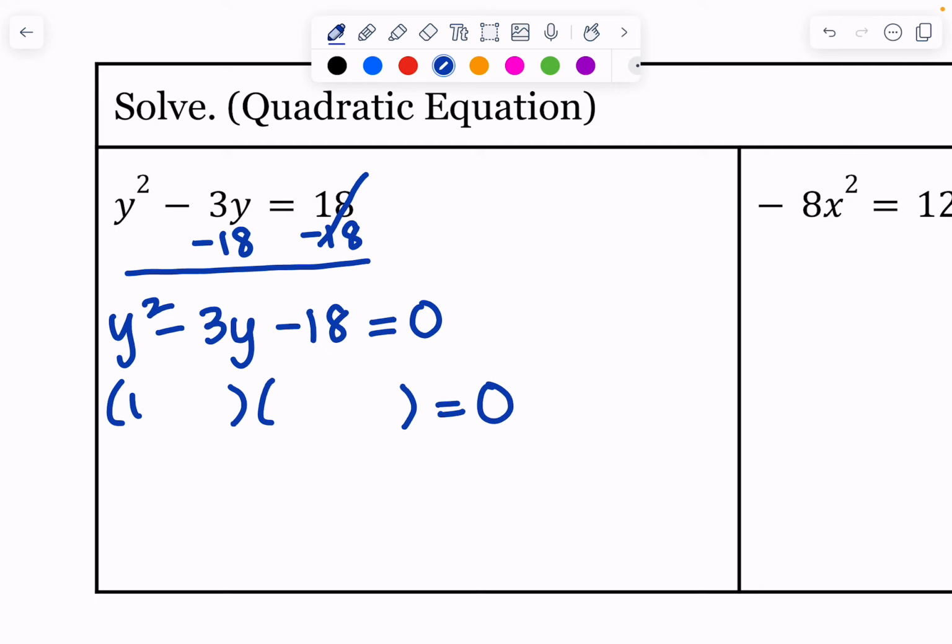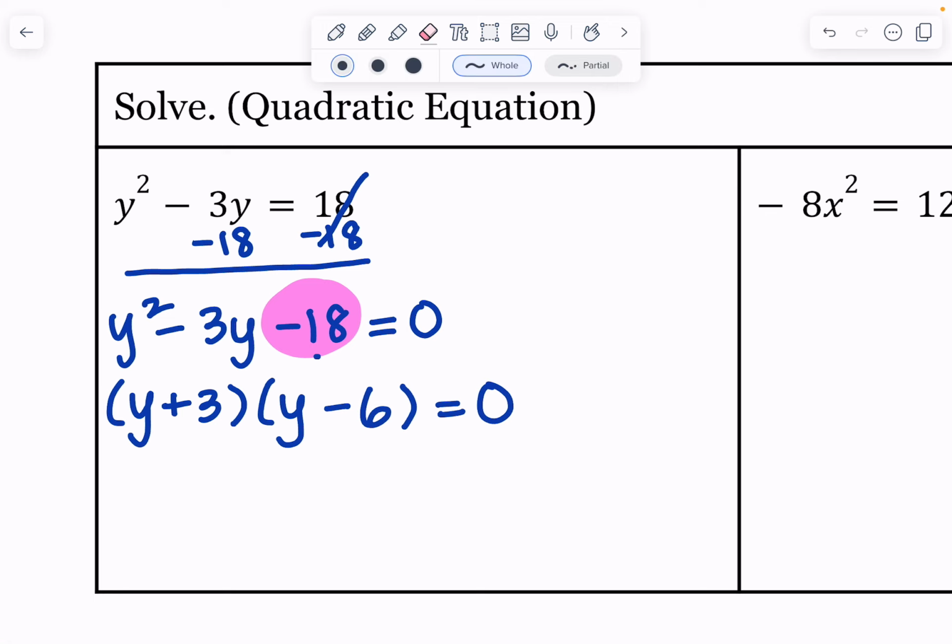And we're going to have y squared is y times y. We need to multiply to get negative 18. And same two numbers need to add to get negative 3. So we are going to have negative 6 times positive 3. Sorry, just trying to clean this up.